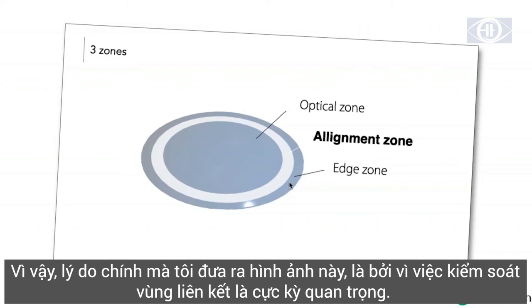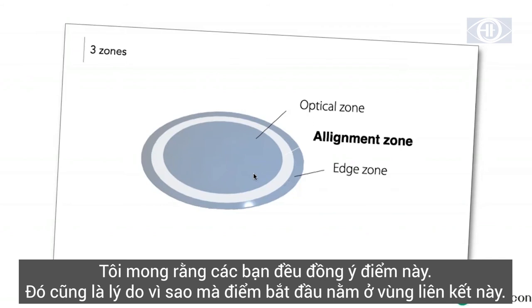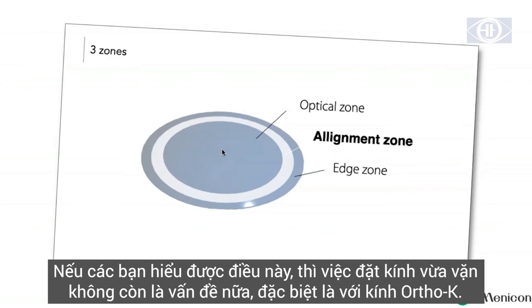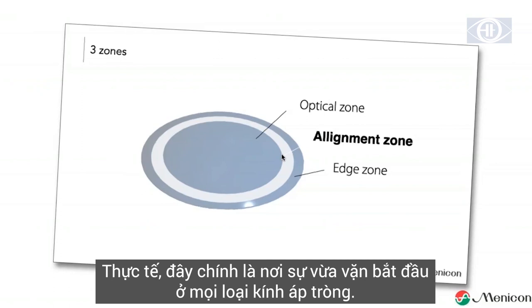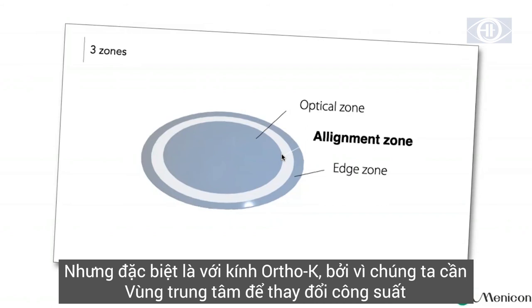I hope you all agree with that. That's where the starting point is. If you understand that, it makes really no sense to fit lenses, and especially Ortho K lenses, on central K readings, if you want to fit the periphery correctly, because that's the most important part. In fact, that's where our fit starts. Every contact lens fits, but especially with Ortho K, because we need the center area for power shift and not for a fit. We need the periphery for the fit.